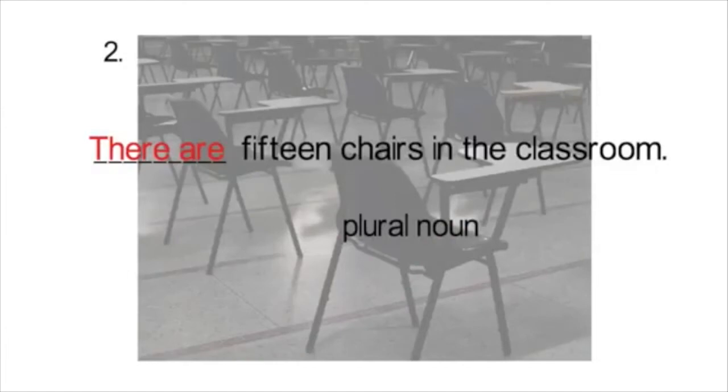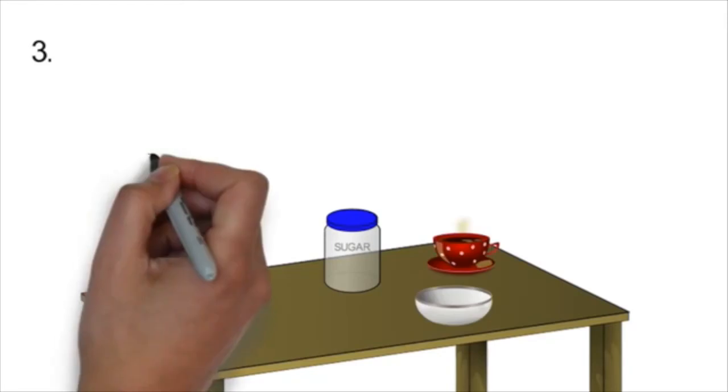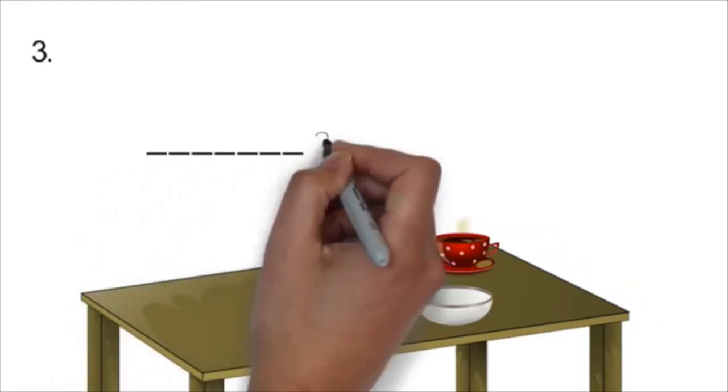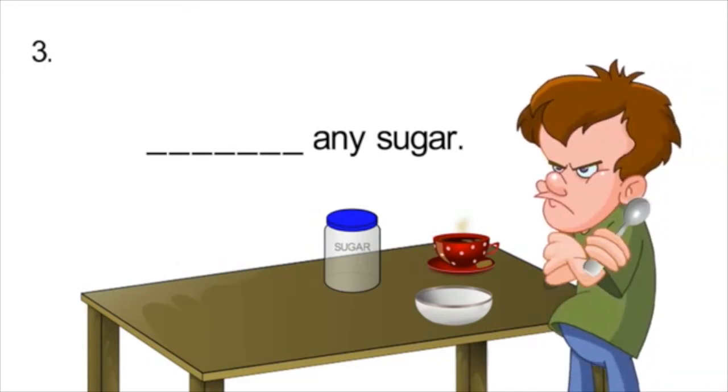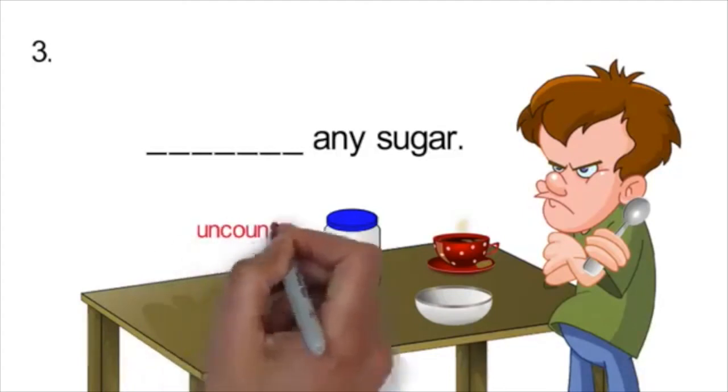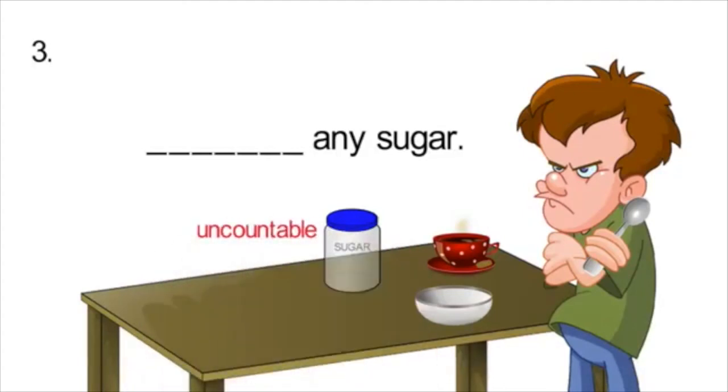Let's look at one more. What would you put into the blank? This is a tricky one. Just take your time. We use any when the subject is non-countable or plural, so the answer should be, there isn't any sugar left. We can't count sugar.